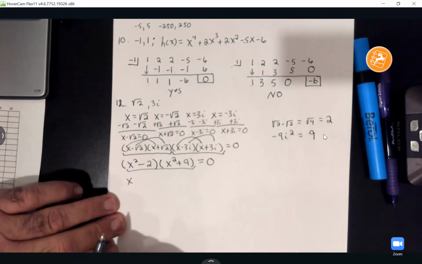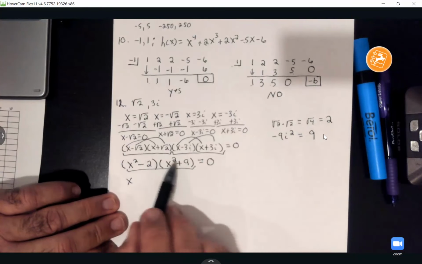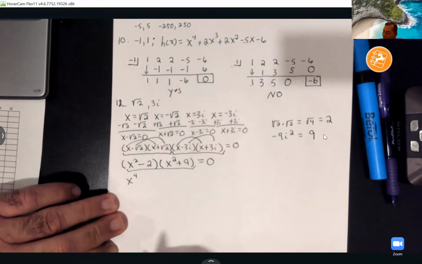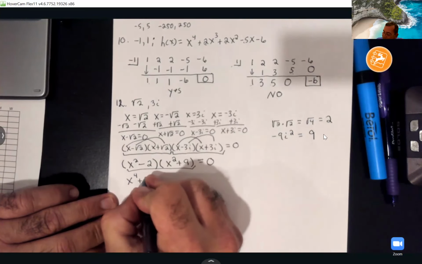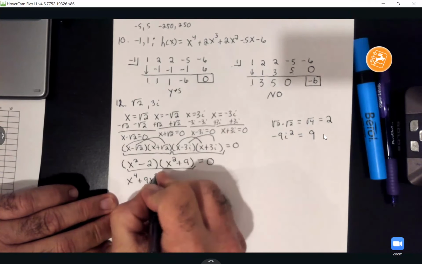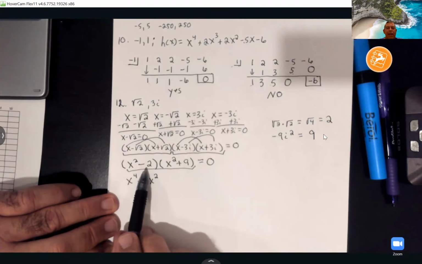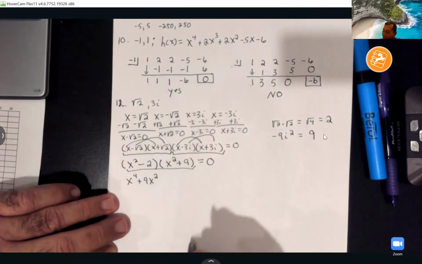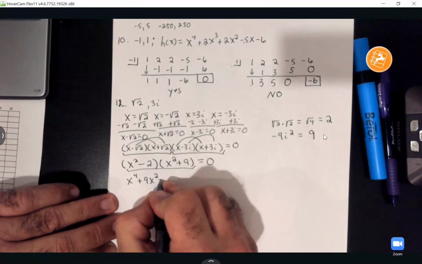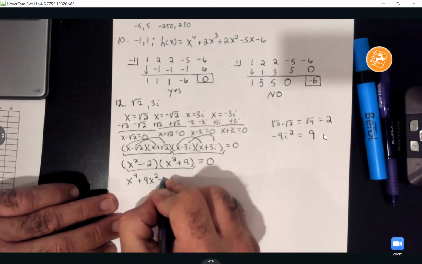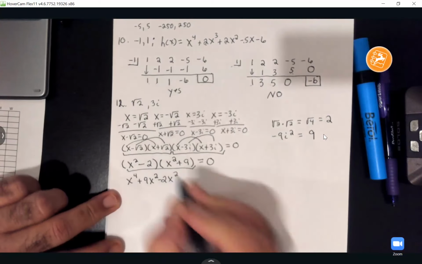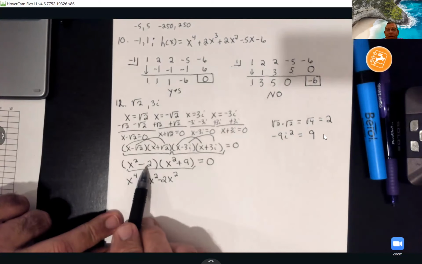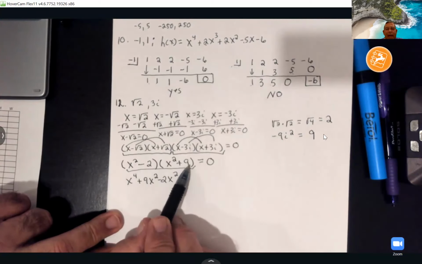It's x to the 4th, right? Because 2 plus 2 gives me 4. Okay. X squared times 9 is 9x squared. Negative 2 times x squared, that's negative 2x squared. There you go. Now, negative 2 times that positive 9.